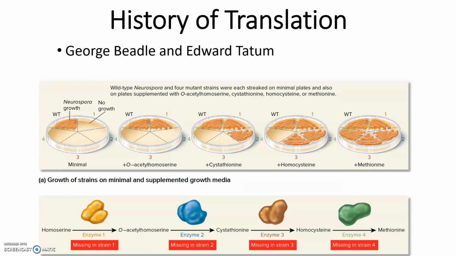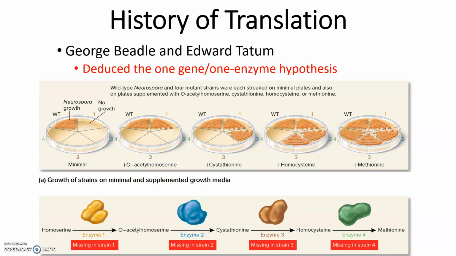Then Beadle and Tatum came along, and they had a question to answer. Does one gene control the production of one enzyme, or does one gene control many enzymes in the same pathway? To figure this out, they did an experiment with Neurospora, and they had different mutant strains of it. They wanted to take a mutant strain and then supplement it to see if they would get growth or not. If strain 1 here was missing enzyme 1 needed for the conversion, then it can only grow if that was supplemented.